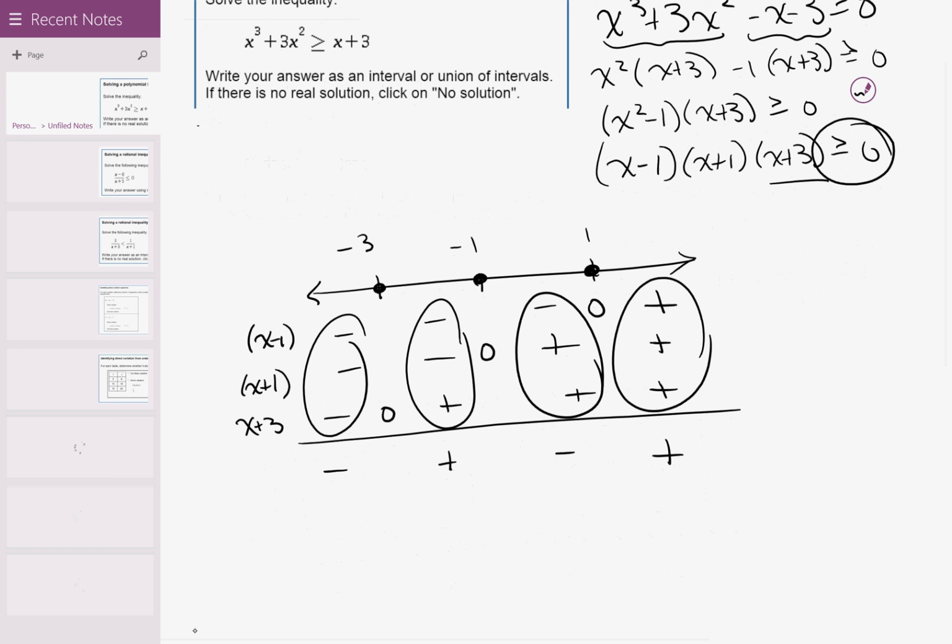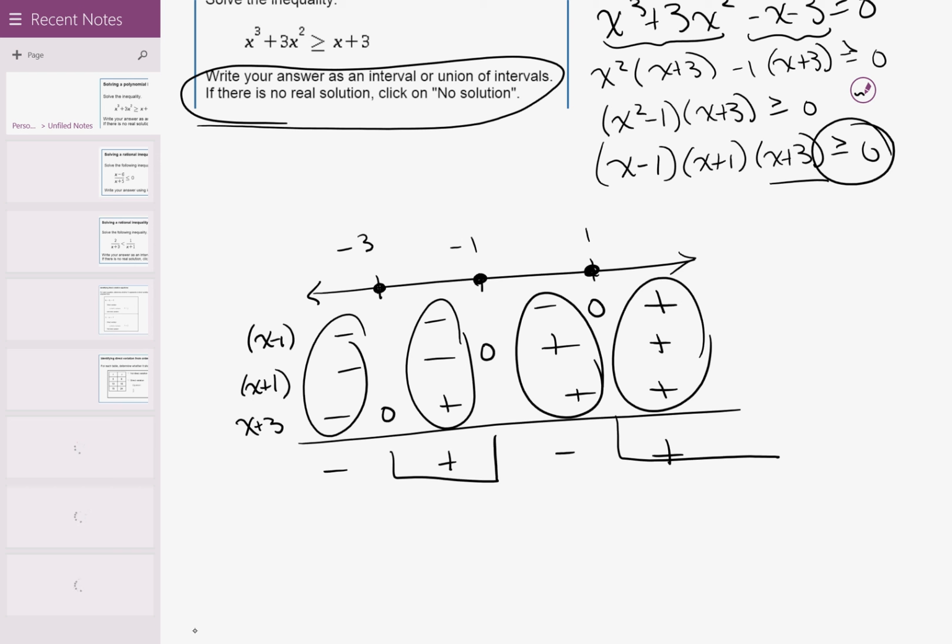And I am asked to give my solution as an interval or a union of intervals. So my solution parts, my solution set, are this and this: -3 to -1, union 1 to infinity.